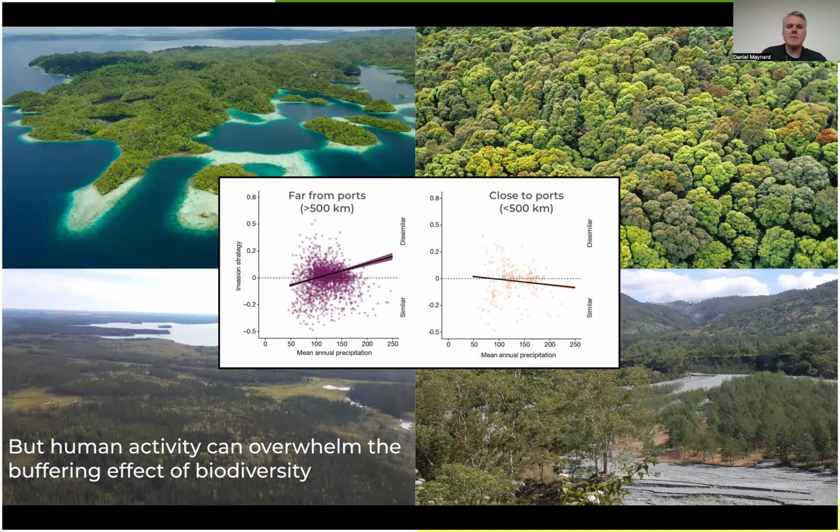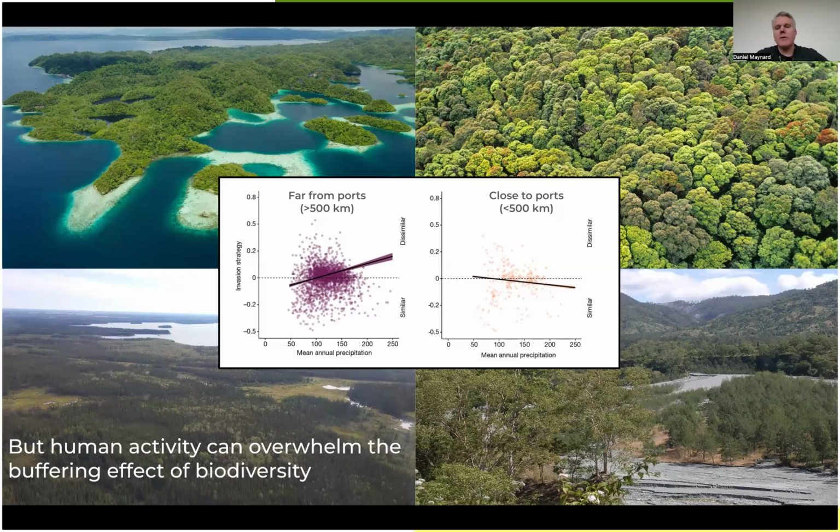So here we're looking at invasion strategy when you're far from a port. When you're more than 500 kilometers from a port, we see this positive relationship. So you move from similar to dissimilar, and this time we're looking at just precipitation, not temperature. So we see this linear trend. However, when you get close to ports, we see an inverse relationship. So humans have the ability to essentially just completely destroy whatever the biological capacity is of that system.